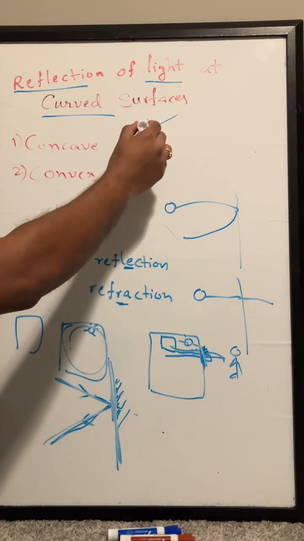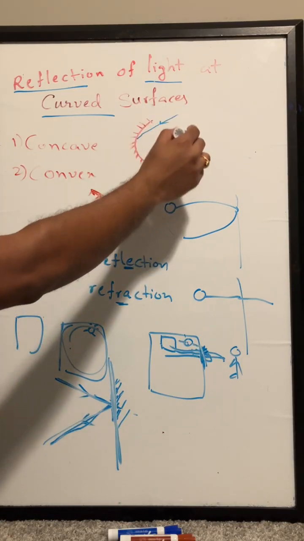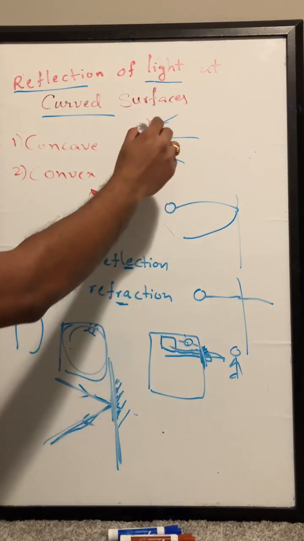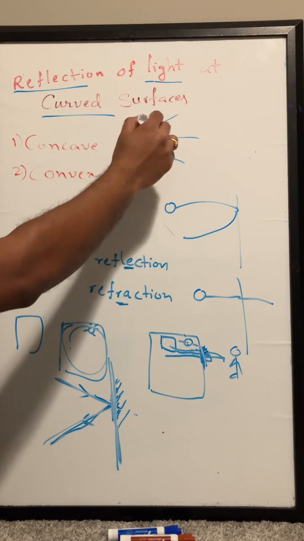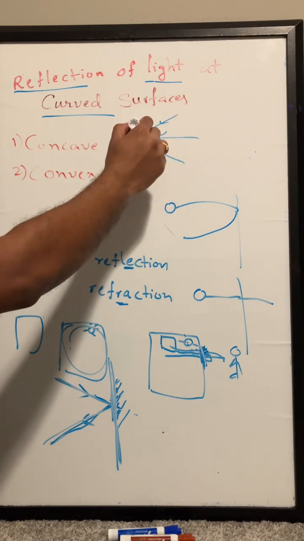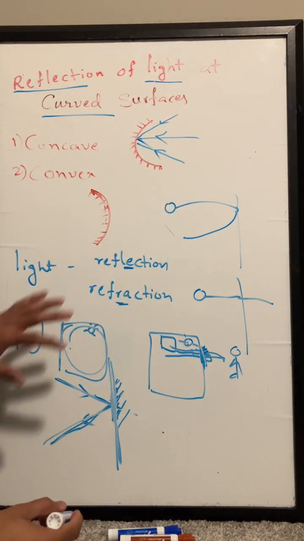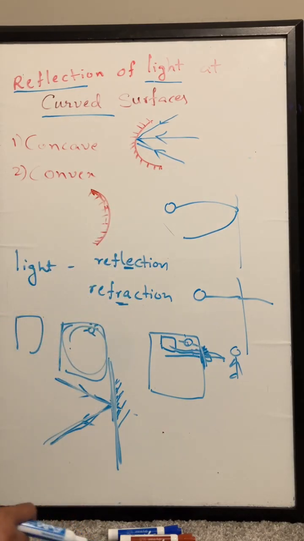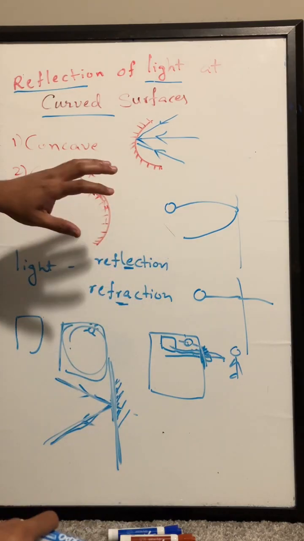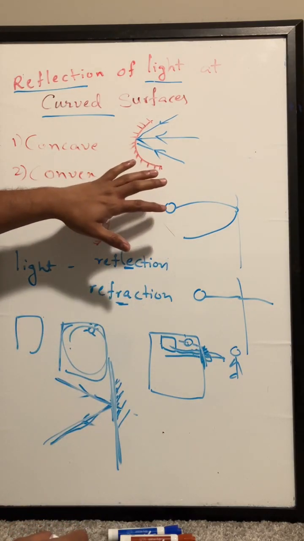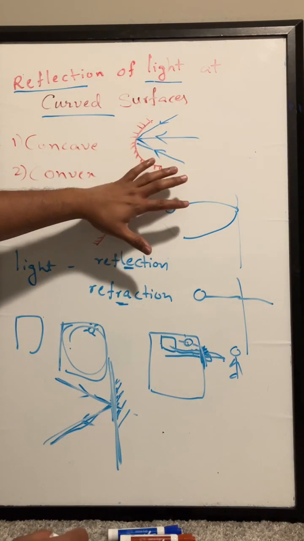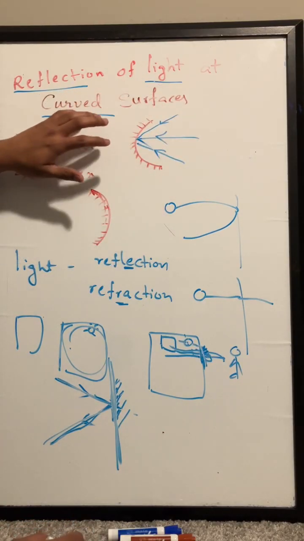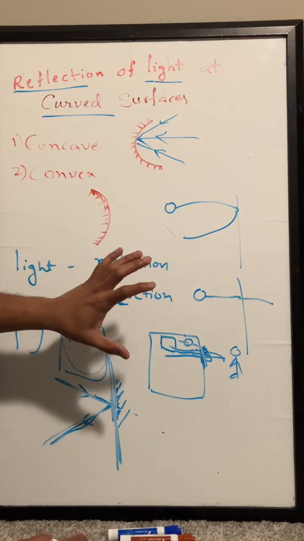So if the light falls like this, what happens? If the light falls like this, what happens? If the light falls straight, what happens? This is what we are studying. If it falls here, it will be reflected with the same angle. So the angle of incidence is equal to the angle of reflection. Those things we will study. So it's all about reflection of light at curved surfaces. Only these things we study.